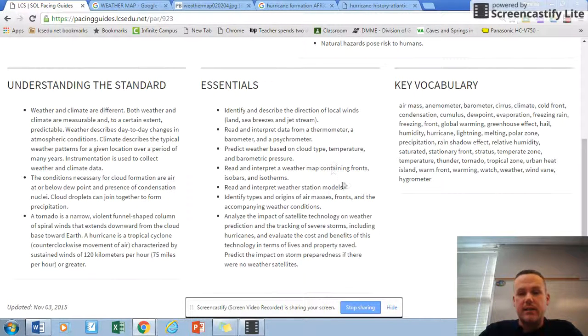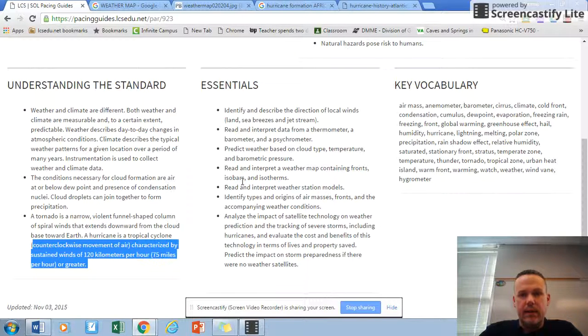And go back to your pacing guide. Let me see. These are how they break them down. I don't think they're going to ask you like that.